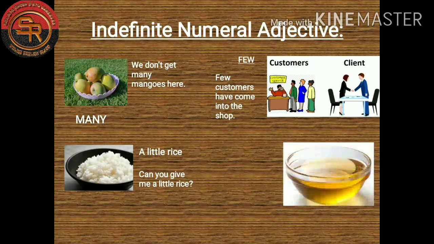Next example. What can you see here? You can see some oil. So, let me give you one example. Put some oil in the pan. So, what can you understand with these words? You can understand that they refer to indefinite numbers, meaning not the exact number or quantity. So, this is the reason these words are called indefinite numeral adjectives.